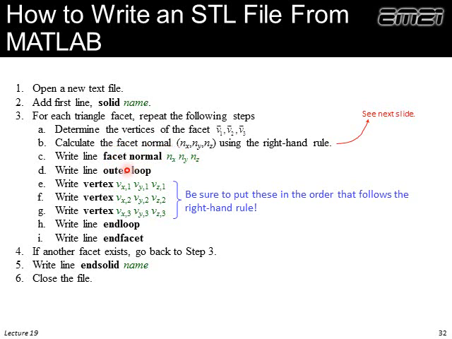Next line we write outer loop. Next line we write vertex 1 followed by the 3 components of that vertex. Then vertex 2 and vertex 3. Remember, put these in the order of the right-hand rule. Then the next line we write end loop. Next line we write end facet. And we repeat this for every single facet, every single triangle in our surface mesh. When we're done, then we just say end solid with the name. And that was the same name that we put up at the beginning. Then we close the file and we're done.